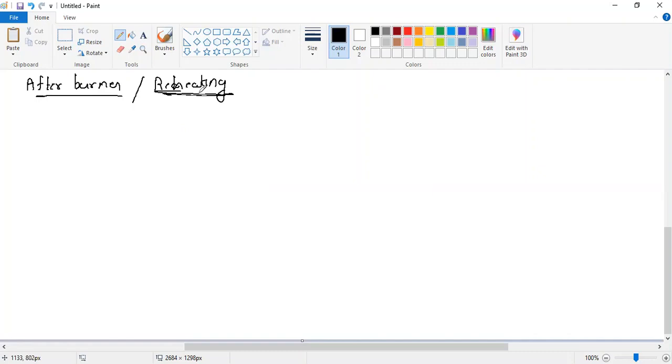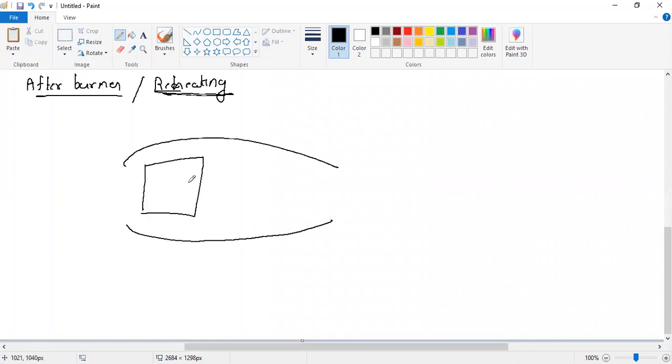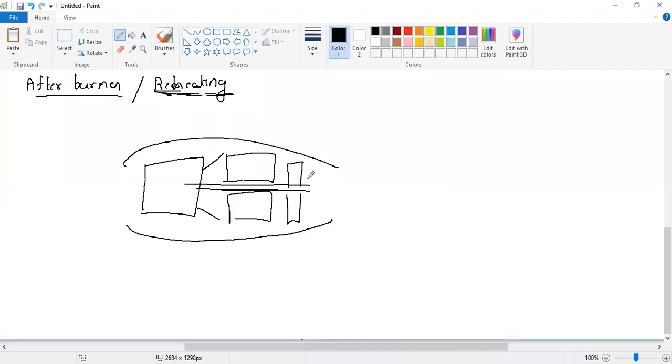Yeah, beta. So see, reheating means what? Now let us understand how the jet engine works. You already know, but just go through it first. Compressor, diffuser, combustion chamber. Then there is a turbine, and then there is the exhaust port. So this is the exhaust area, right?